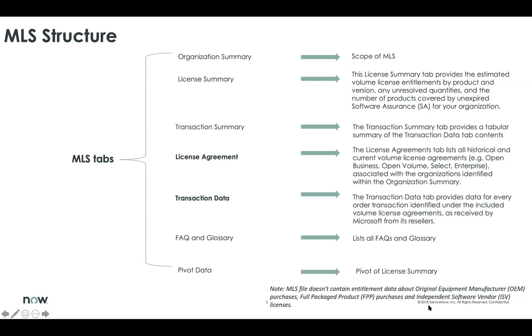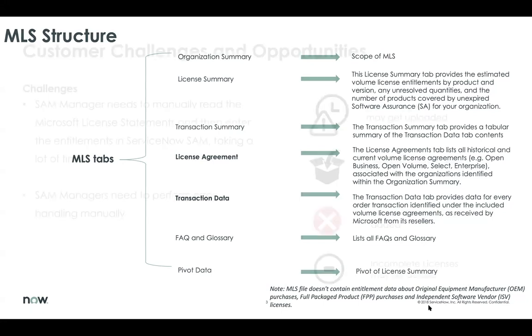So this document is basically a list of all the entitlements, all the agreements that the organization and its subsidiaries have done with Microsoft. And hence, this document is like a baseline which customers use to import the entitlements.